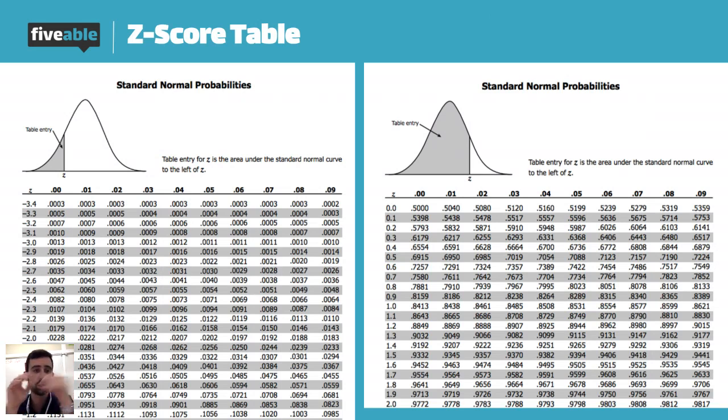We can do this 2 ways. One way is using the table. The other is the calculator. I will show you the calculator in a little bit.